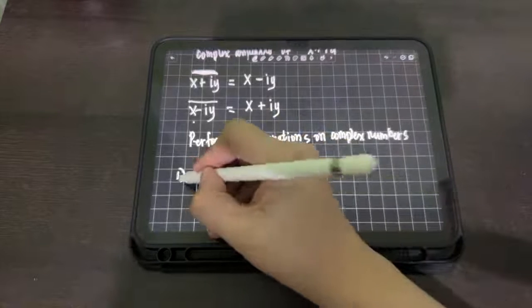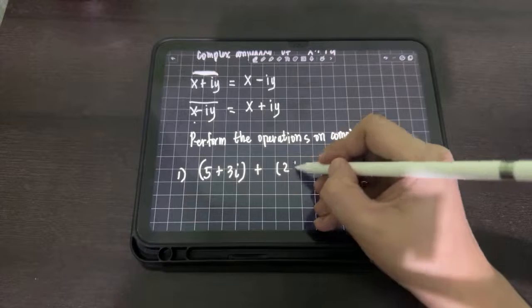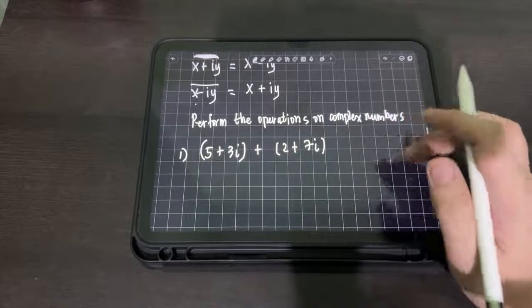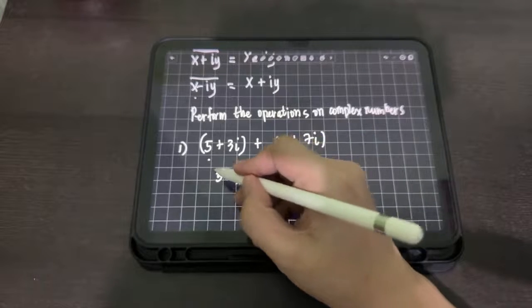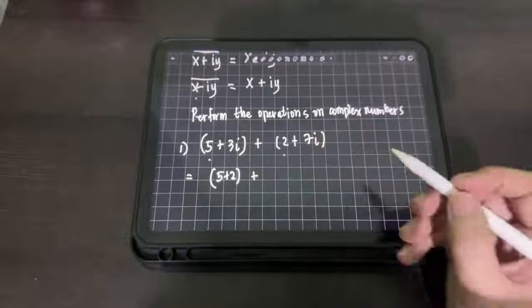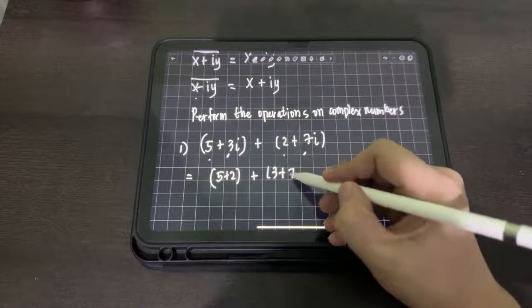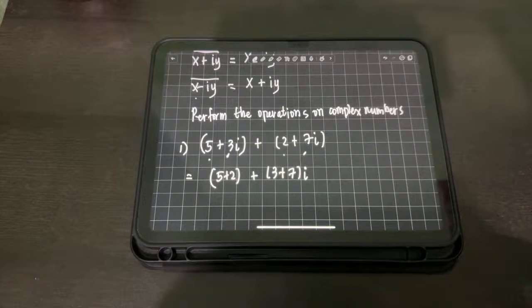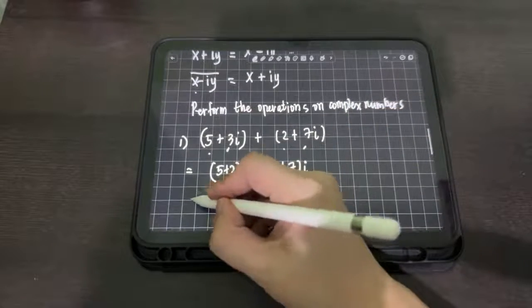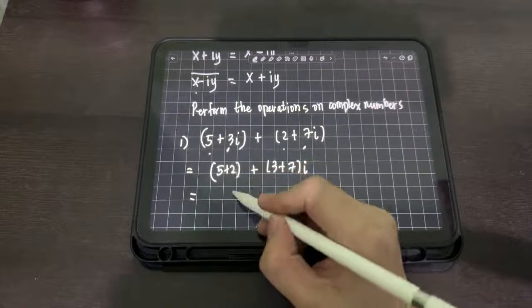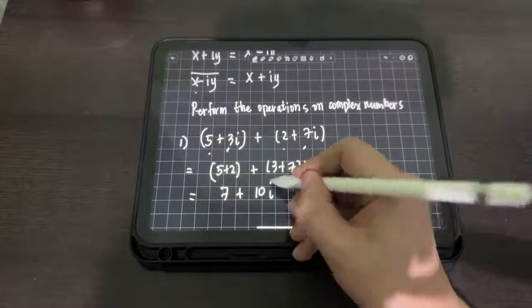Okay, for number 1, we have 5 plus 3i plus 2 plus 7i. Okay, we can combine the real part. We will have 5 plus 2. Then, we can also combine the imaginary part. We have 3 plus 7i. So 5 plus 2, that will be 7. And then 3 plus 7, that will be 10i.